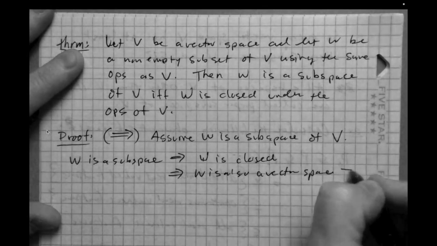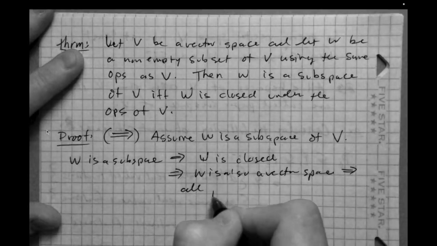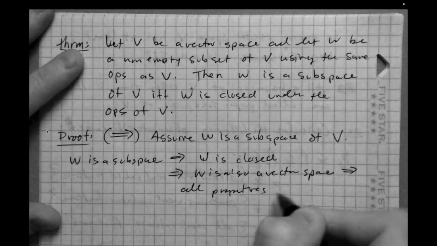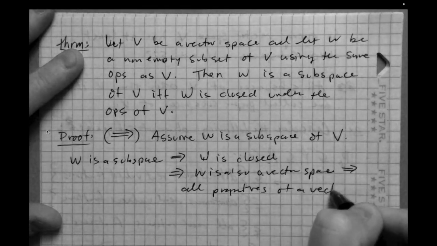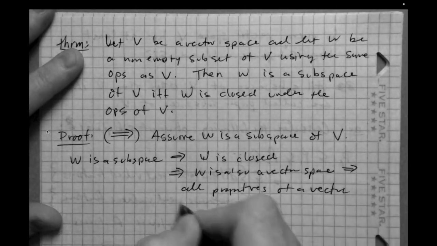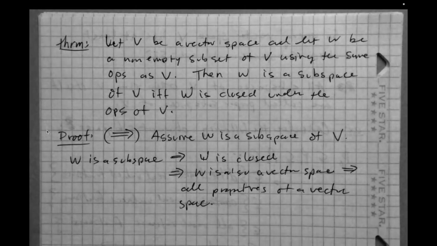Okay, and so what do we get from that? We get all the properties of a vector space. Okay, so that's kind of that direction. If W is a subspace of V, then basically W gets all the properties of a vector space. Kind of done there.